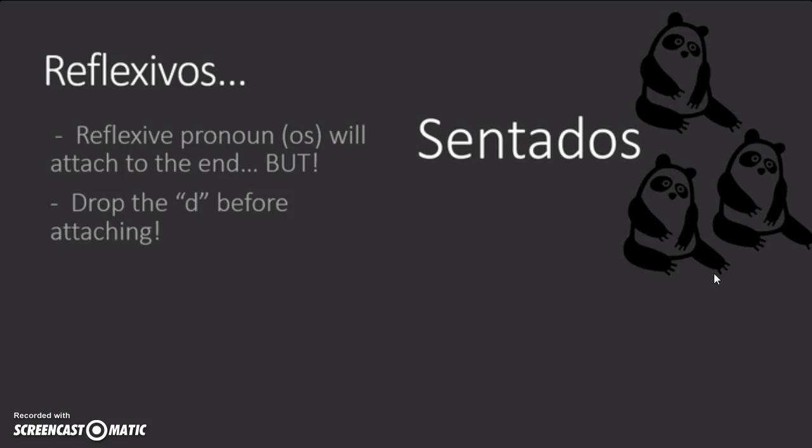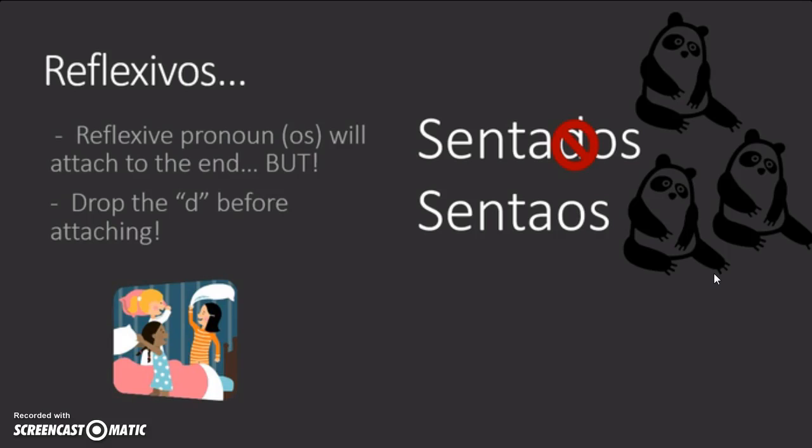However, there's a but there, and that is we drop the D for reflexives before attaching. So we actually can't have that D there. So we chop that off before we add the os, and so we end up with sentaos is how we form that. They're going to sound very strange to you. That's because we're not used to listening to the vosotros. This is not something you hear me say in class. So yeah, and some people even say it sounds a little Japanese. So sentaos is what it sounds like, okay? So let's try another one.